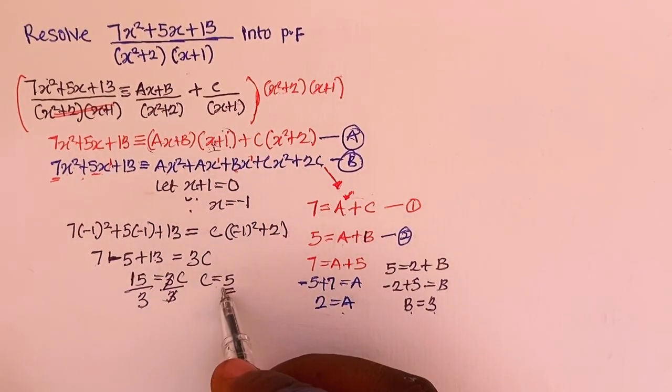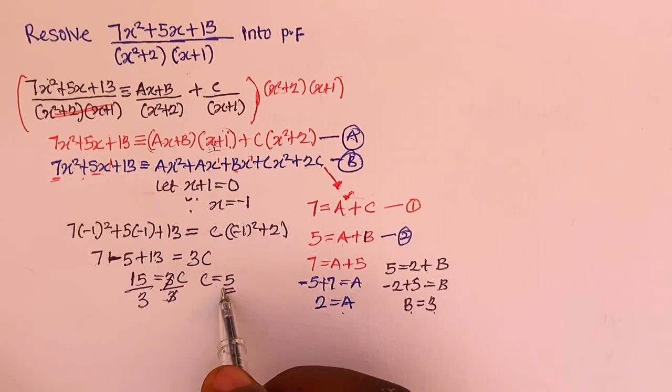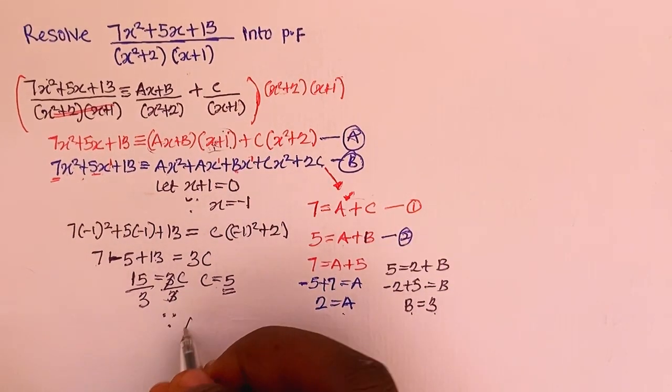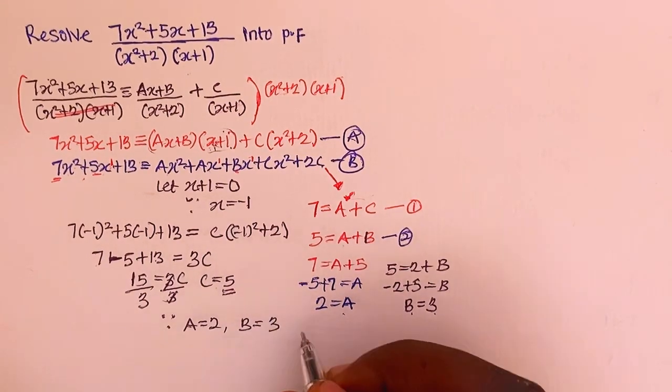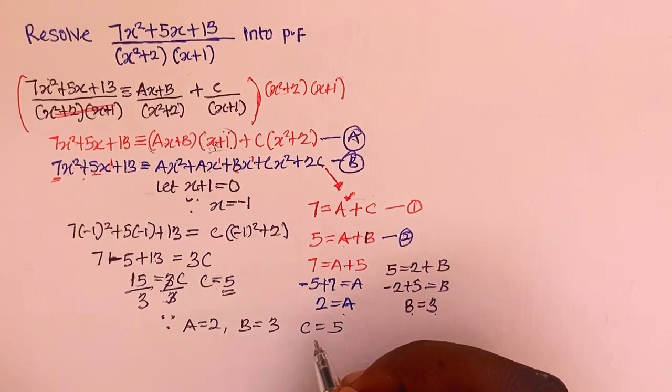And my C is 5. So therefore my A is 2, my B is 3, and my C is equal to 5.